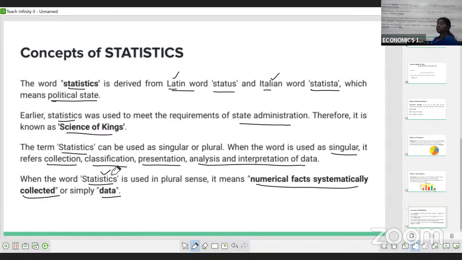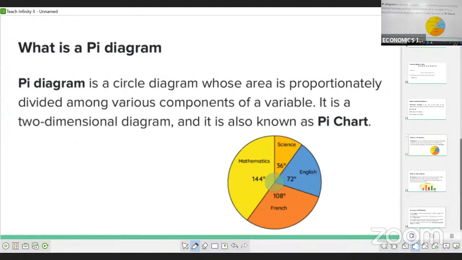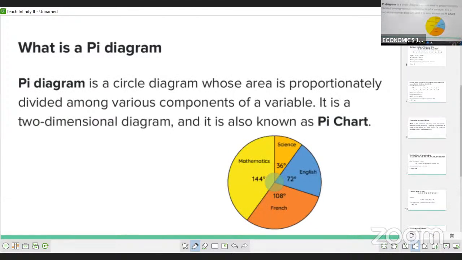This is the introduction part which you are supposed to write as the meaning under statistics. First we discussed where it has derived from, in the second part we discussed its meaning, and the third was the plural and singular forms of the meaning of statistics. Now let me go to how it is useful in economic study.